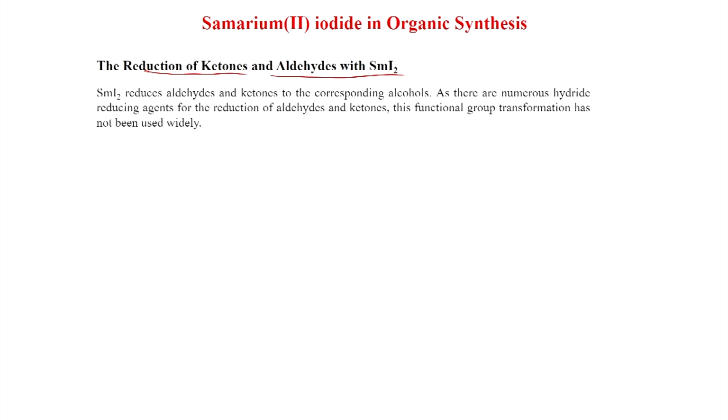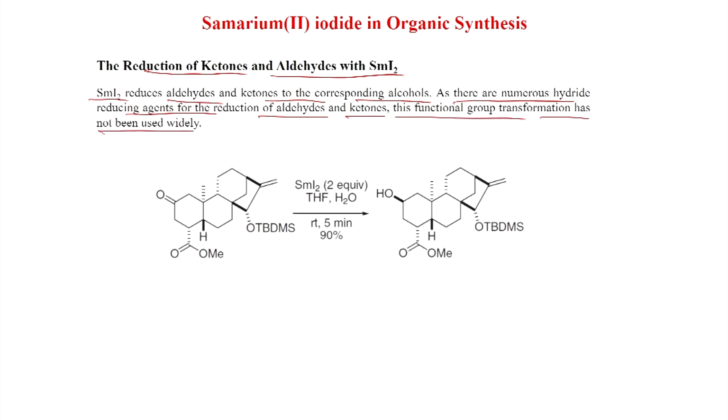So if you don't put LDA, then they will be reduced actually. So samarium iodide reduces aldehydes and ketones to the corresponding alcohols. As there are numerous hydride reducing agents for the reduction of aldehydes and ketones, this functional group transformation has not been used widely. However, in certain cases it has been used to get the diastereoselective product, like here a ketone is present and ester is present. So selectively the ketone has to be reduced.